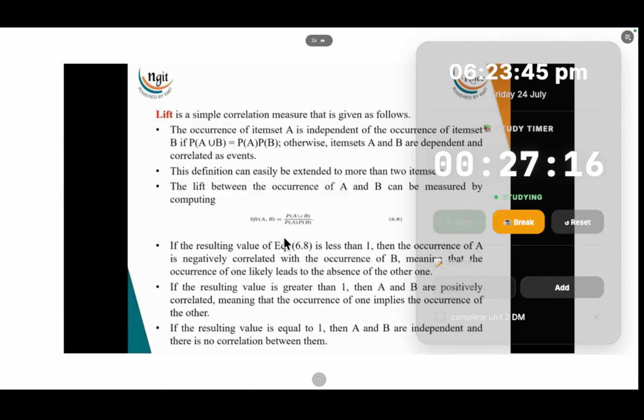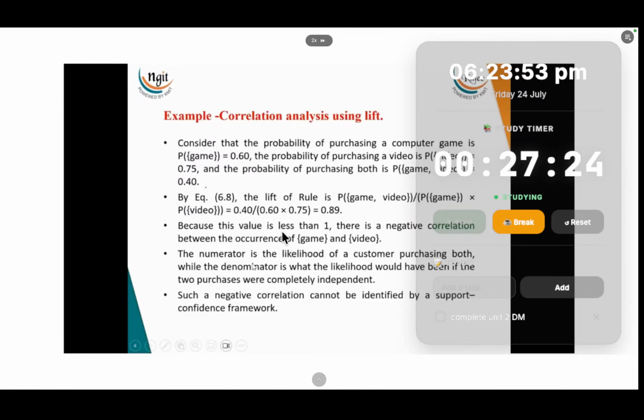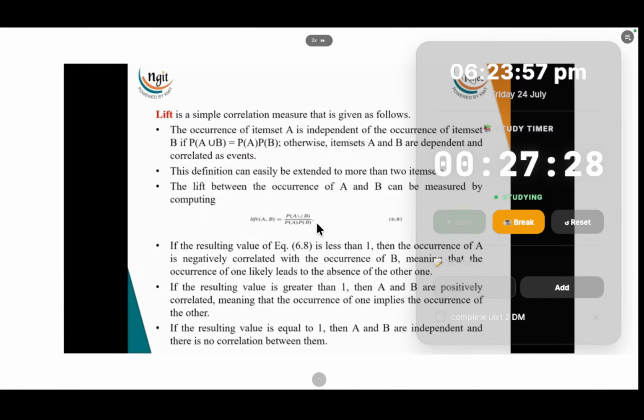That should be known. After finding this, if you are getting a value less than 1, then we say that the occurrence of A is negatively correlated. What is meant by negatively correlated? It means that the 2 items are not moving together. Suppose one increases, the other decreases. If one decreases, the other increases. That is a negative correlation, right? Now, if the resulting value is greater than 1, then we say that A and B are positively correlated, and any change in one implies the other. If the value is equal to 1, then we say that they are independent and there is no correlation between those item sets.